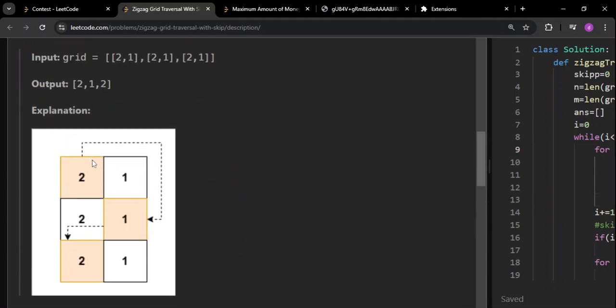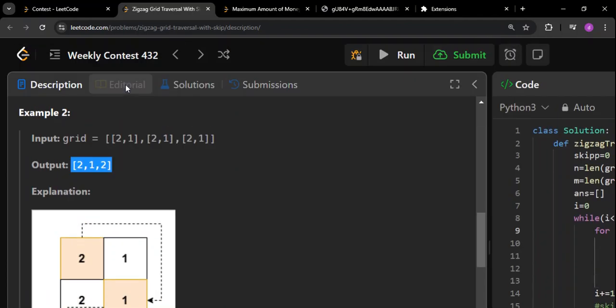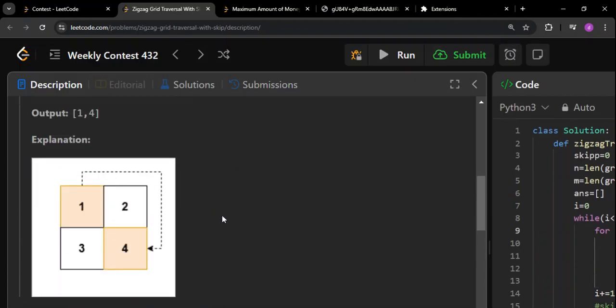As you can see, we have to go from left to right in the first row, in the second row right to left, in the third row left to right. Now the first element, two, will be kept, the second element, one, will not be kept, the third element will be kept, which is one. Again, the fourth element will not be kept, the fifth element will be kept, which is two, and the last one will not be kept. So the answer is 2 1 2. As you can see, this is the answer, right? And you can go through example one also. It is a very small matrix, right?